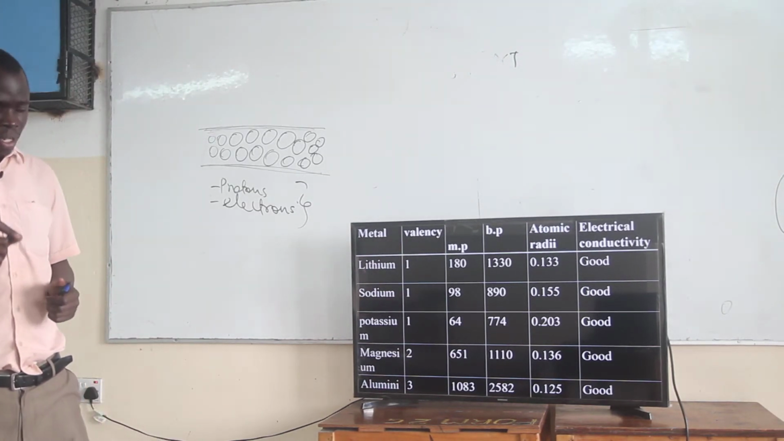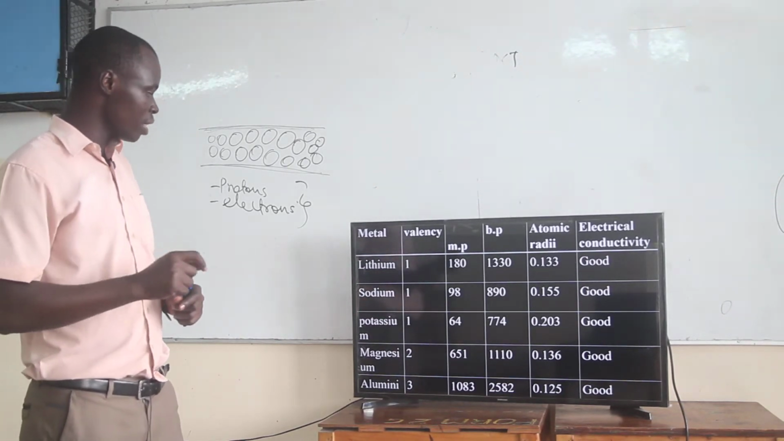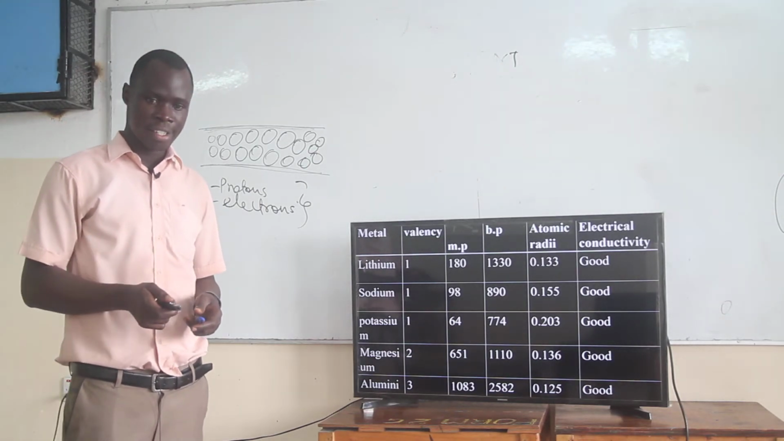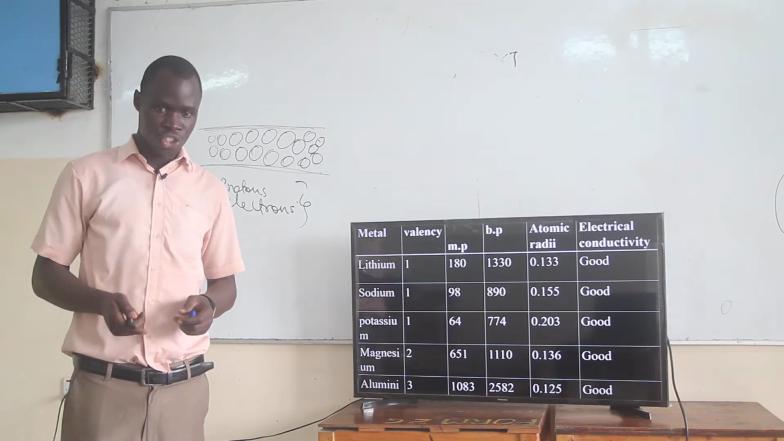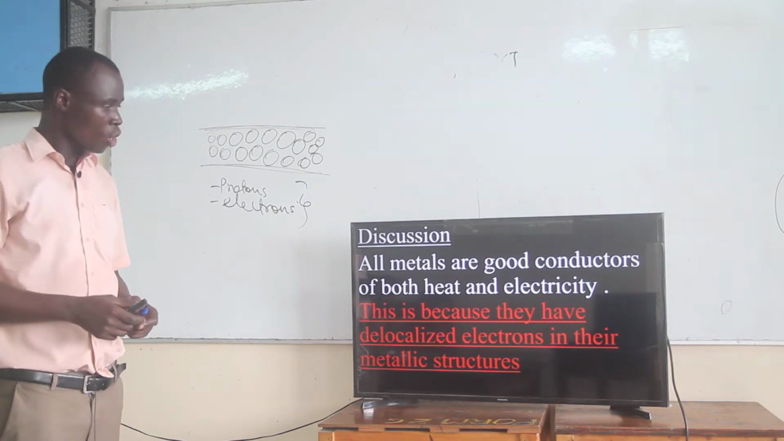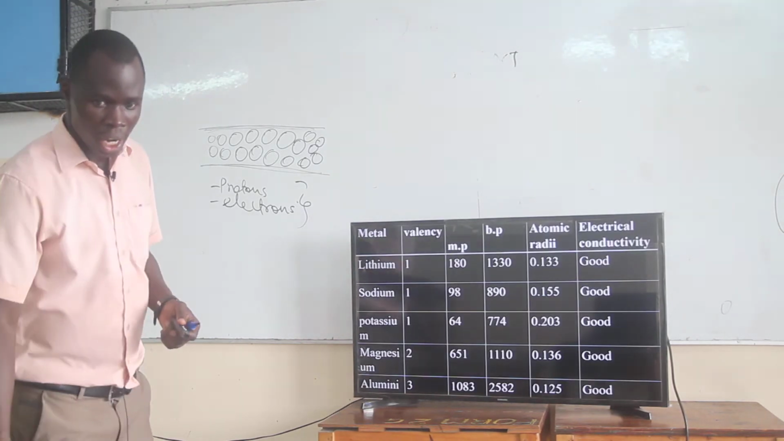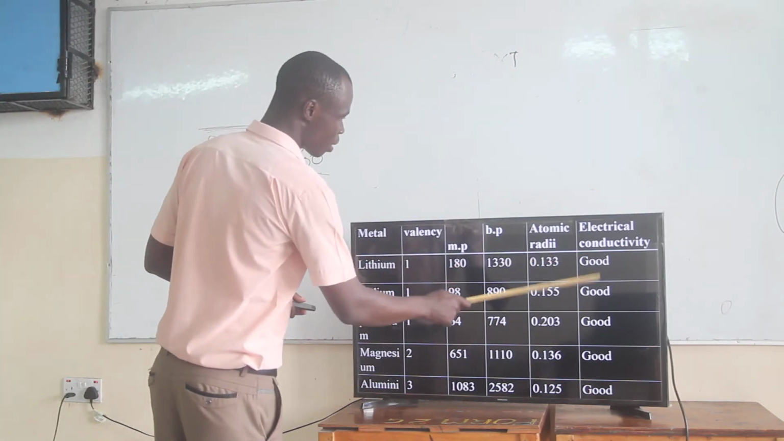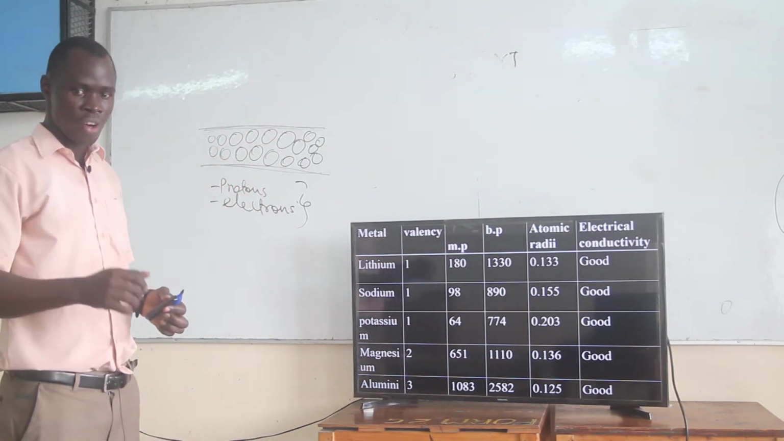And apart from atomic radius, there is another factor that is going to determine the melting and boiling point, and that is the number of delocalized electrons, or rather electrons in the outermost energy level. So now, discussion. All metals are good conductors of electricity. As you can see, the electrical conductivity of all these metals is good. So they are good conductors of electricity.